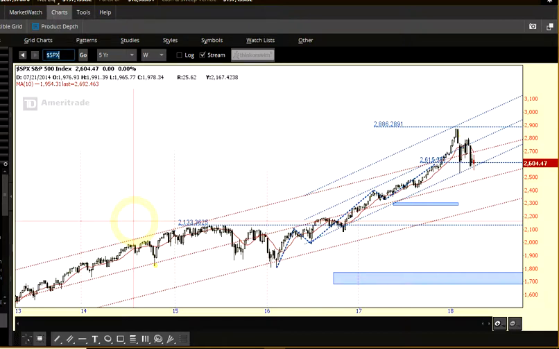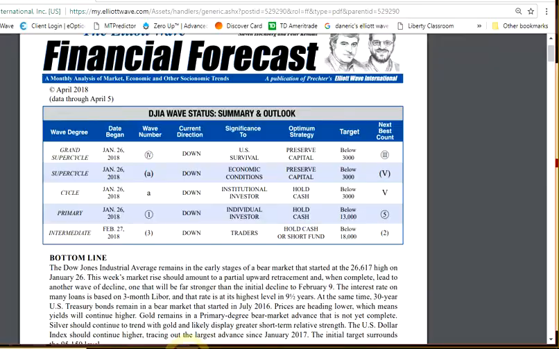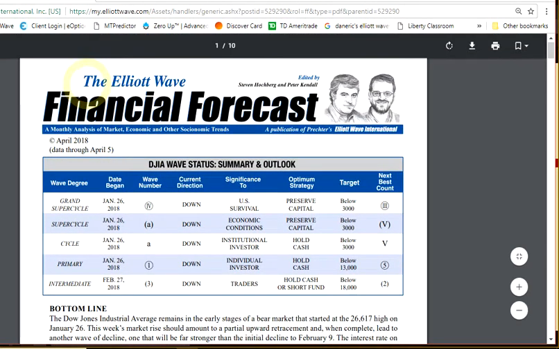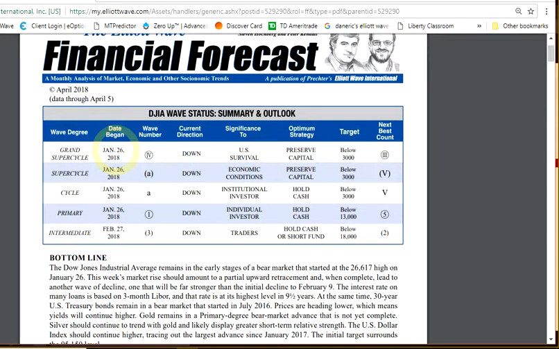But what I want to do is talk to you about how the market moves, and when it corrects, where does it typically go to, and things like that. So without further ado, I want to show you the financial forecast. This is the Elliott Wave Financial Forecast. It comes out once a month, and you can see this came out with data through April 5th, which I think is Thursday last week.